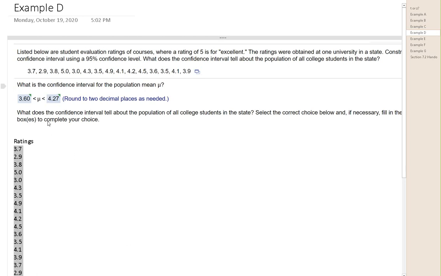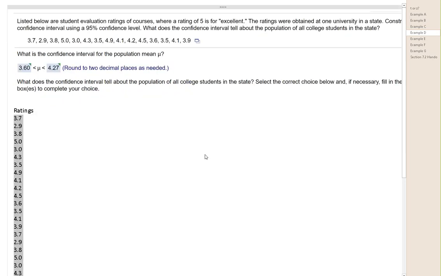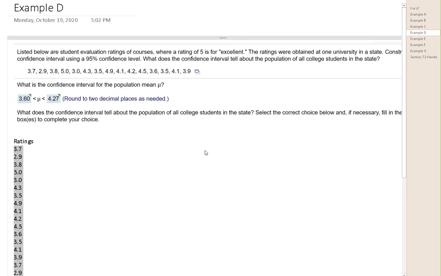There's a part B here. What does this confidence interval tell you about the population of all college students in the state? What do you think? Does it tell us anything about the rest of the state? No. Got an answer of no? Anyone think we can generalize this? No, I don't think so. We don't know how representative this college is or isn't of the state as a whole. So maybe it is, maybe it's not, but we just don't know. We can't generalize it. So that's it. That's all we'll do with that one.